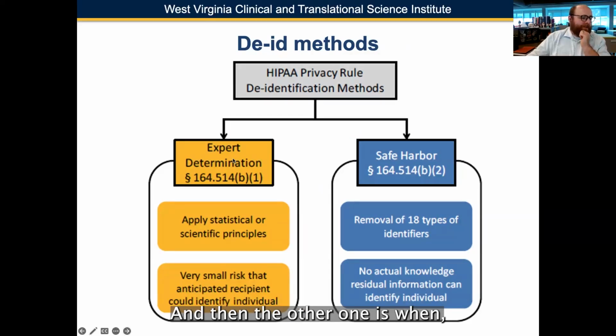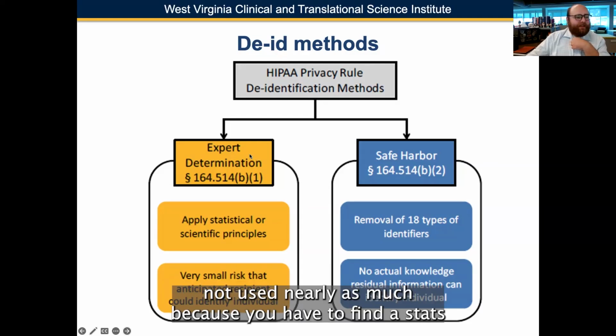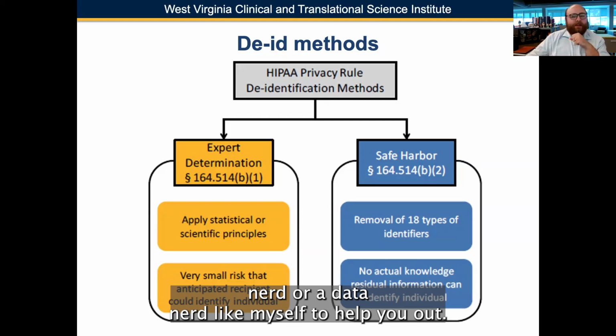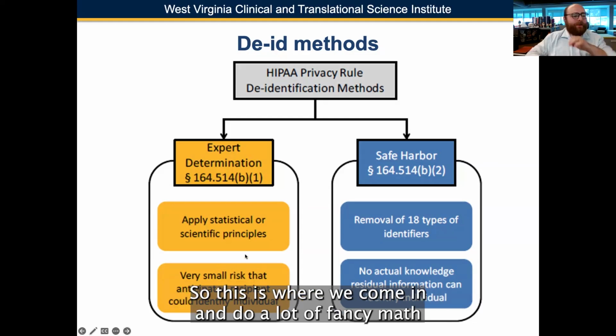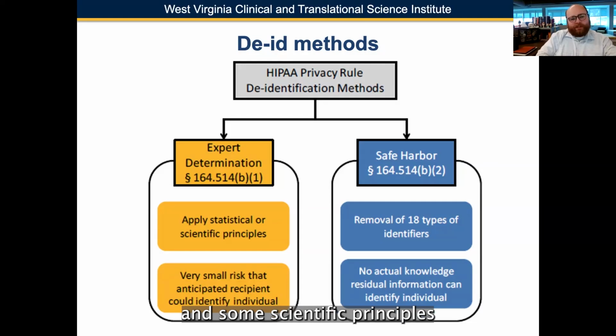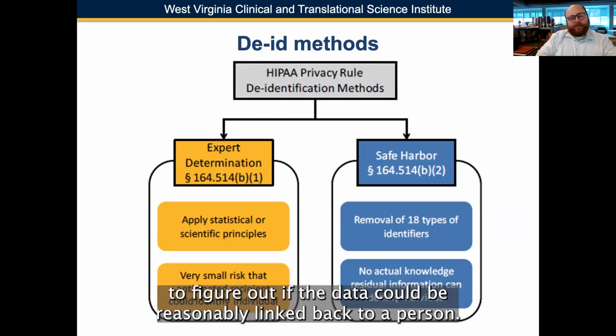And then the other one is expert determination, which is not used nearly as much, because you have to find a stats nerd or a data nerd like myself to help you out. So this is where we come in and do a lot of fancy math and some scientific principles to figure out if the data could be reasonably linked back to a person.